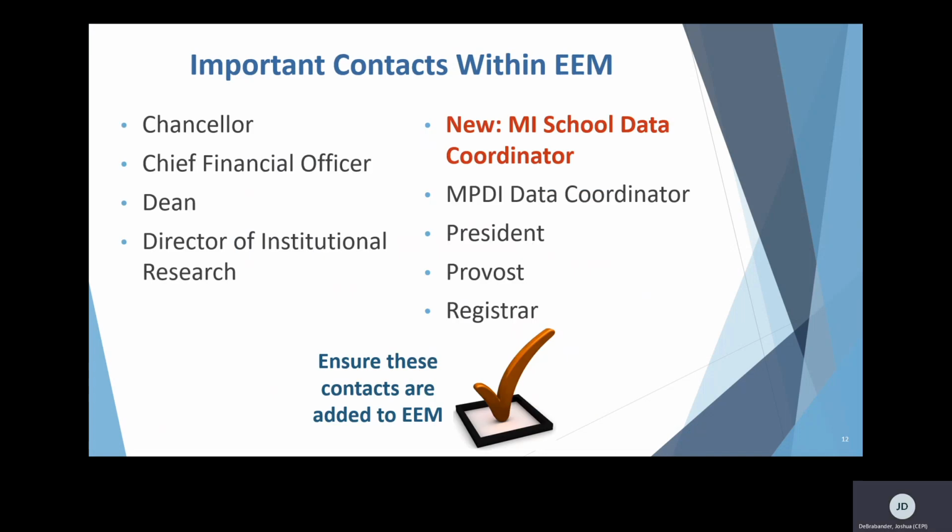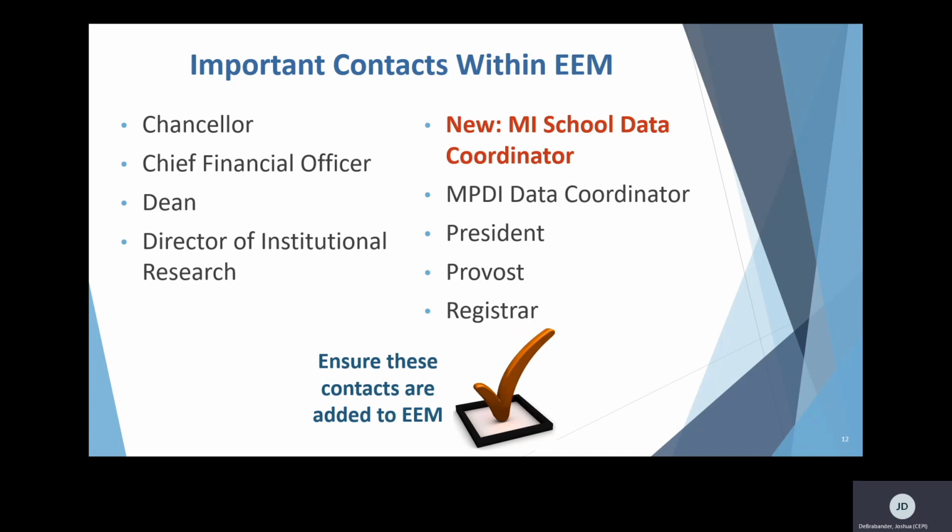While there are many different contacts you can add to EEM, there are some more important than others, such as your registrar, provost, or chancellor. CEPI frequently uses the contacts listed in EEM to reach out to colleges and universities, and if your contacts are missing, you will not receive these important communications. The contacts listed in EEM are also used to validate the authorized security forms you submit to gain access to CEPI applications.